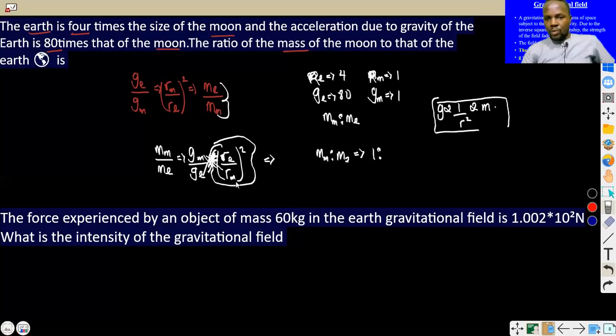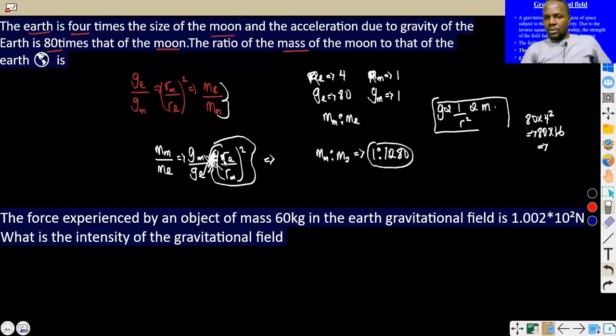So one square is 1. That's why I'm not bothering about this. Look at this. 80 times 4 square. 80 times 16. I hope you understand it now. And that is 1260. Let's confirm that with the calculator. 80 times 16 should be 1260, just to avoid a mistake. Yeah, 1280. Okay, you can see it is 1280. So that would be the answer.